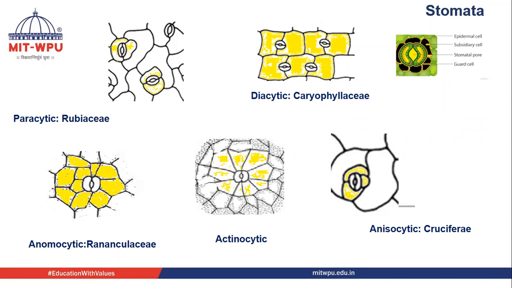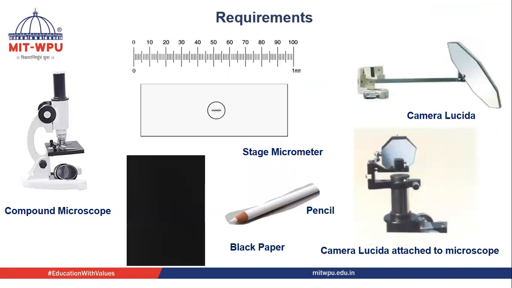Now it varies from leaf to leaf. So this is one of the evaluation parameters by which we can determine whether the drug is genuine, adulterated, or substituted. So what we need for this: this is a stage micrometer. This stage micrometer has a 1 mm scale, with a total of 100 divisions, as we can see here. We also need a compound microscope.